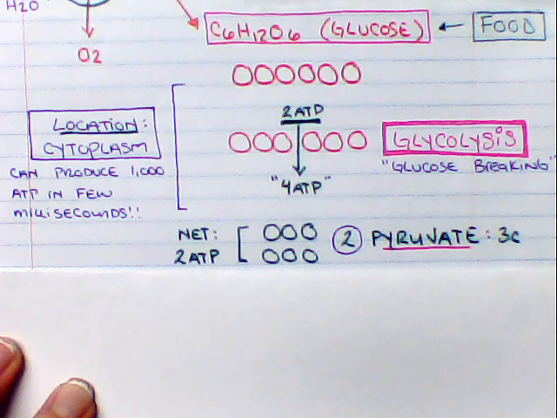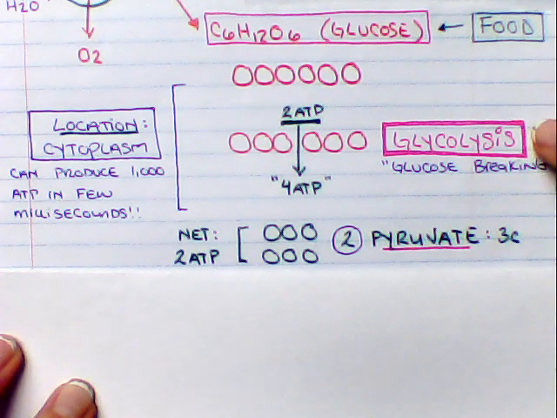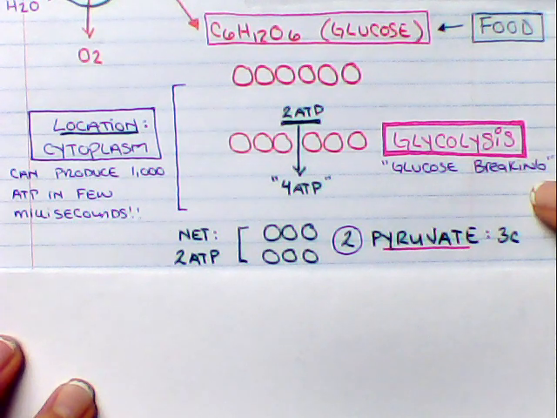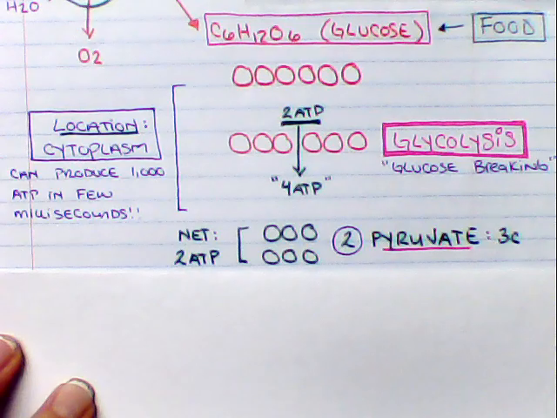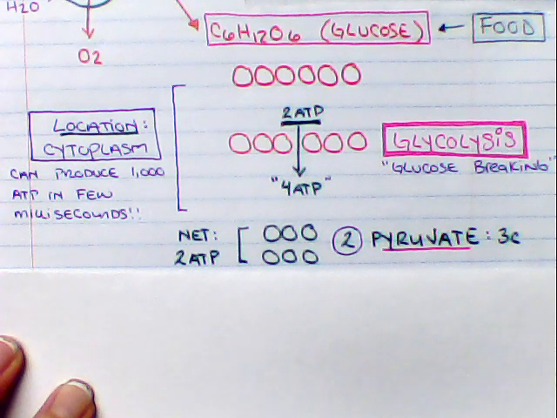Now, this sugar here is way too big to stay inside the chloroplast, let alone stay inside the cytoplasm. So we're going to go through this process that's known as glycolysis. Glycolysis physically means glucose breaking. Now, glycolysis happens within the cytoplasm here. We can actually produce about 1,000 ATP in a few milliseconds. So the process is very quick, very fast, and extremely effective.